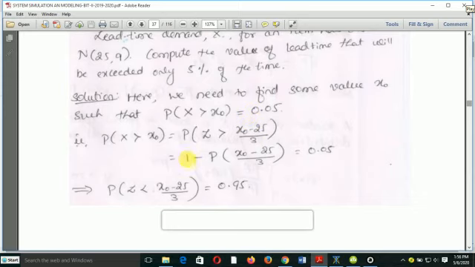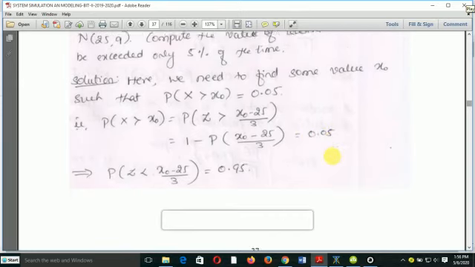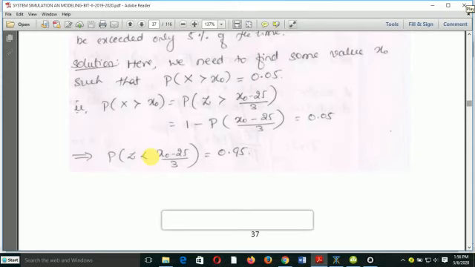Because the opposite of this will give this one, then this will be equal to 0.05. So if I put P(Z less than (x0 minus 25) out of 3), which is the opposite of this one, we take 1 minus this, and we will find this one.